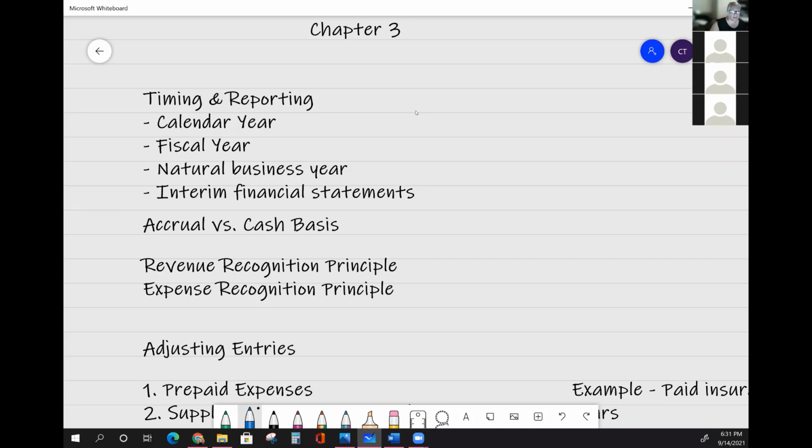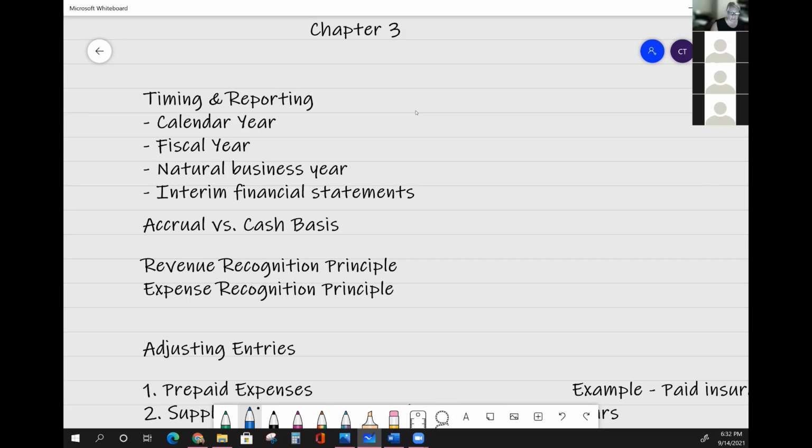Okay, so we talked about a period of time. So we're always trying to measure where the company is in a period of time. So we have our timing and reporting. Some businesses will have a calendar year, which will run January to December. Sometimes there's a fiscal year. It's 12 months, but maybe doesn't run January to December. Maybe it runs from September to August.